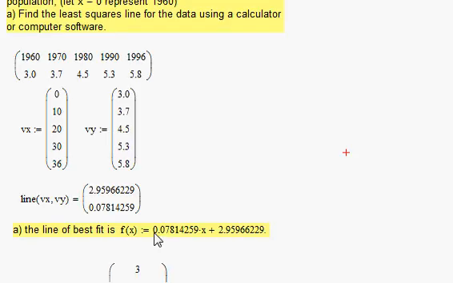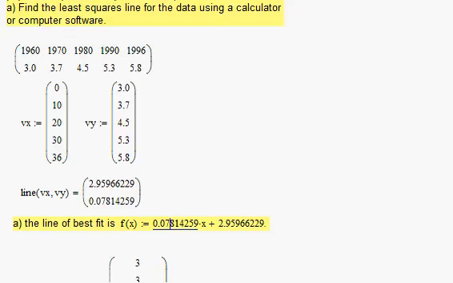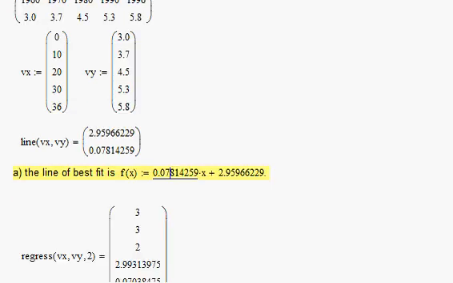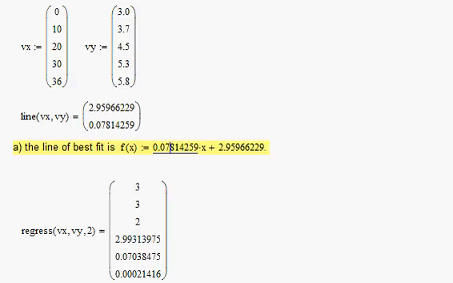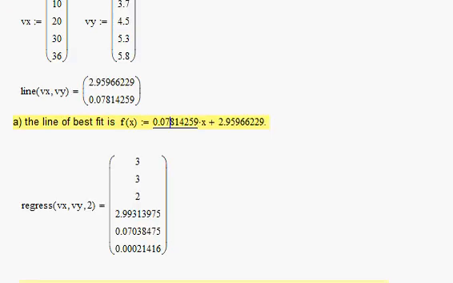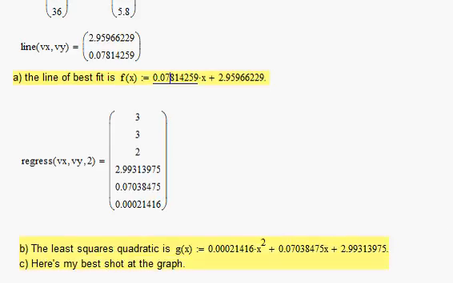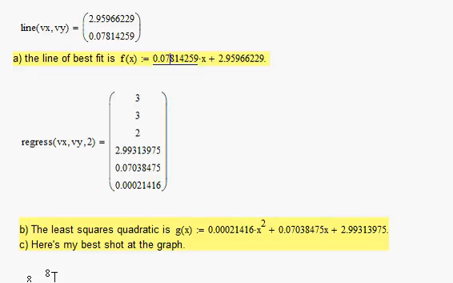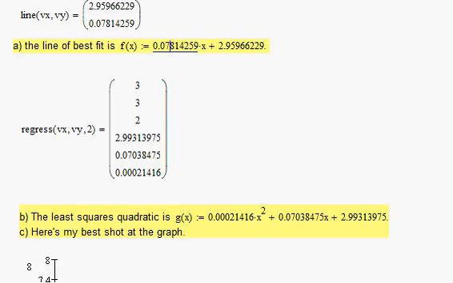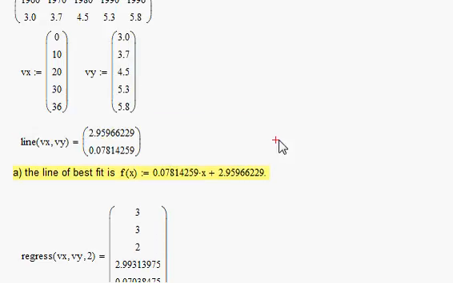By the way, this is saying that the slope per year is almost 7%, so that's a huge increase in world population. So that is our least squares regression line.